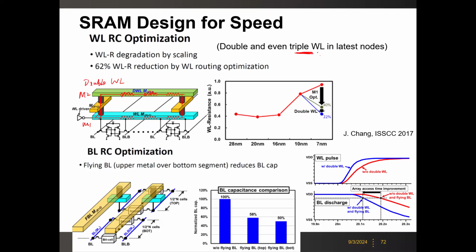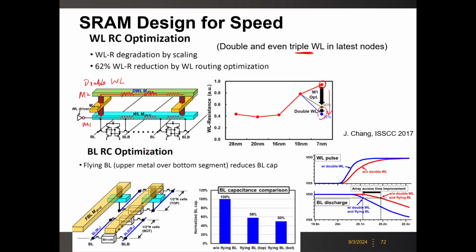You use 3 metal layers to minimize the resistance. And also, here is some data, I think this is from TSMC. At the 7 nanometer node, you see that the word line resistance without optimization is like this. It keeps increasing with the technology node. But if you do the double word line, then it will bring back the resistance.